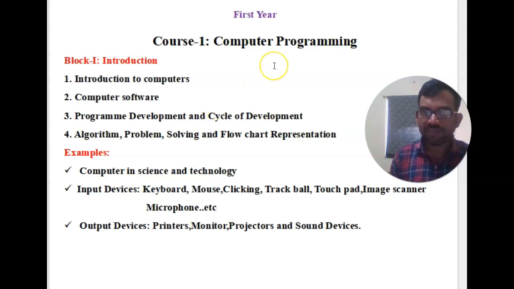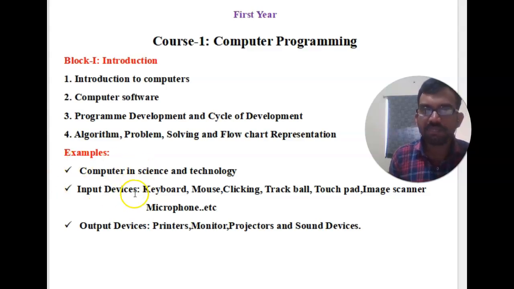Looking closer at course 1, computer programming, block 1 is the introduction of computer software, programming, development and cycle of development, algorithm, problem solving, and flow chart representation. We will discuss this in computer programming, the first year first paper. And we need to know, with examples, how the computer is useful in science and technology. We need to learn this in the computer programming of the first year syllabus.